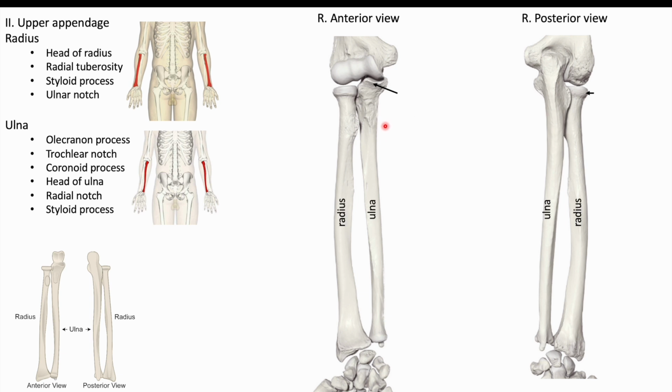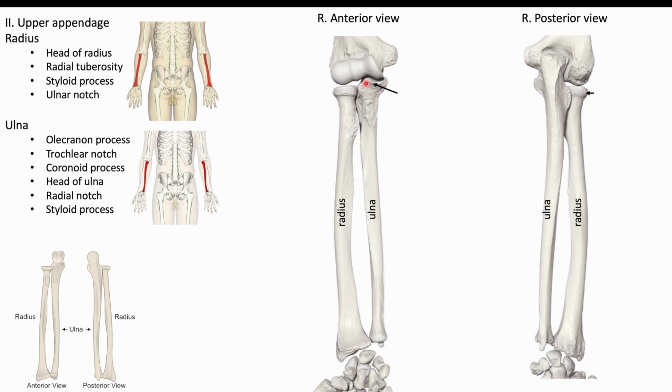And then moving a little bit down, you can see here, this is the radial notch. This notch here is the radial notch of the ulnar bone. It's called the radial notch of the ulnar bone because this is where the radius bone attaches to. There are also going to be ligaments that come through the radial notch of the ulnar bone as well. Okay. And then we are going to move down into here.